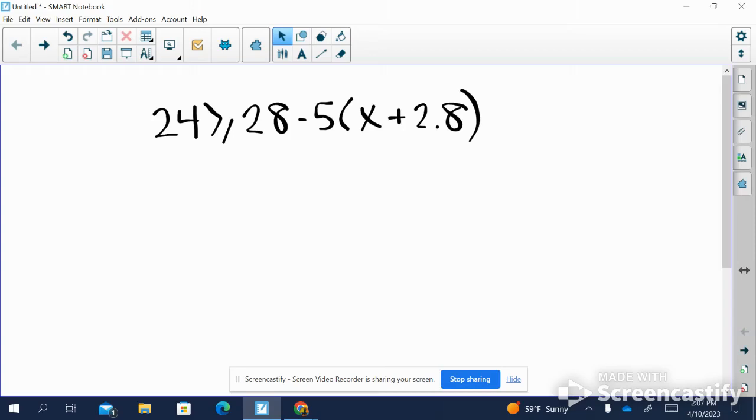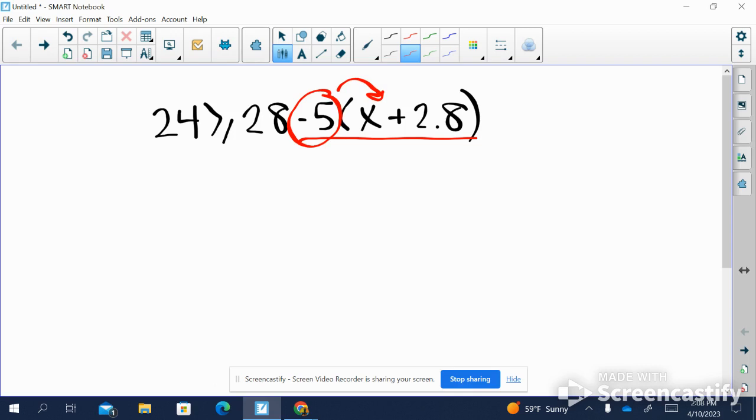All right, so what I want to show you guys is how to solve a multi-step inequality. The first thing I want to do is simplify a little bit before I start to really solve. And so in simplifying, I'm going to start by using the distributive property. Now the distributive property takes a number or a term from the outside, so this -5, and multiplies it to each term on the inside of the parentheses.